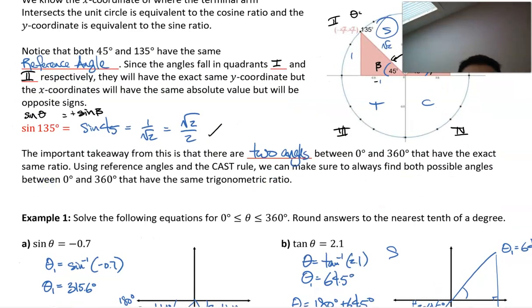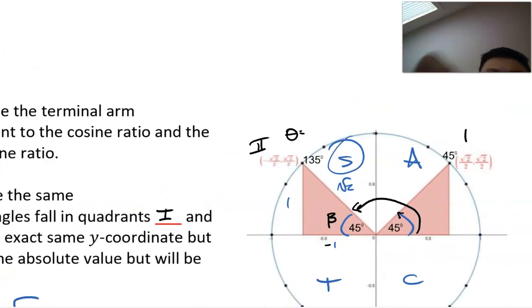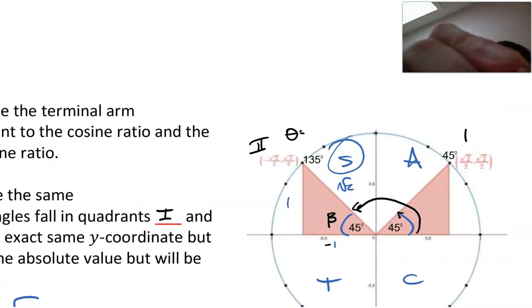The important takeaway from this is that there are two angles between 0 and 360 that have the exact same sine ratio of √2 over 2. You can see that, right? The sine ratio is √2 over 2 here. Let's see if this highlighter works. Right there, that's √2 over 2, right? And it's also √2 over 2 here. Remember, the y value is the sine ratio.